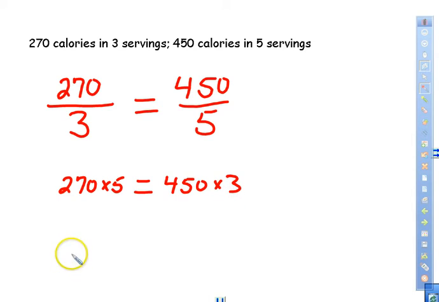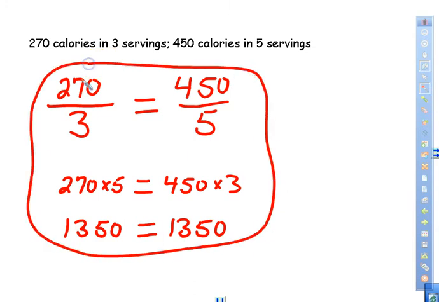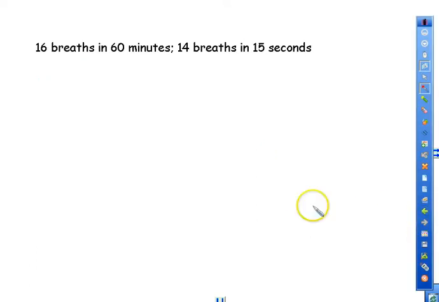And when we multiply these together, we do get 1,350 equals, and this side is 1,350. Therefore, they are equal since they are the same number. And again, all of what you see here is what needs to be written on your paper today. Let's take a look at our last problem. Go ahead and hit pause and solve this.